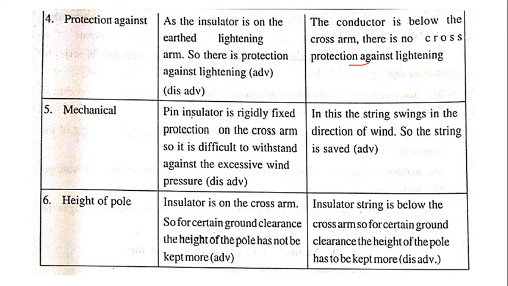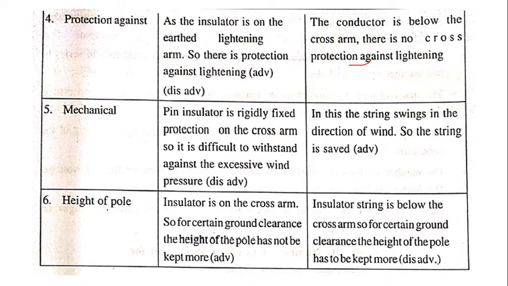Now, mechanical: the pin insulator is rigidly fixed on the cross arm, so it is difficult to withstand excessive wind pressure. While in the suspension type, there is a string swing. The string swings in the direction of the wind, so it is safe, and it is not opposing the wind.